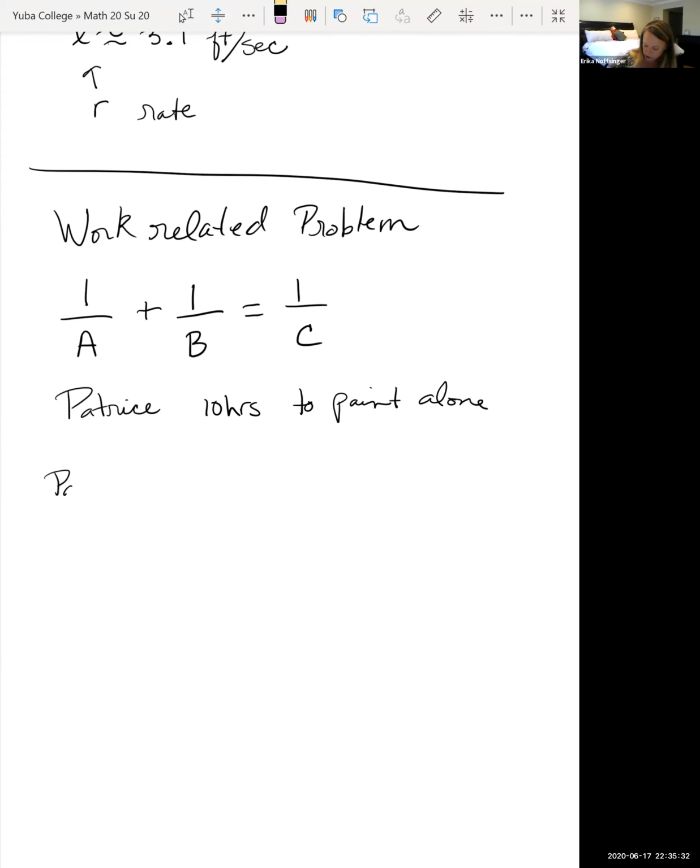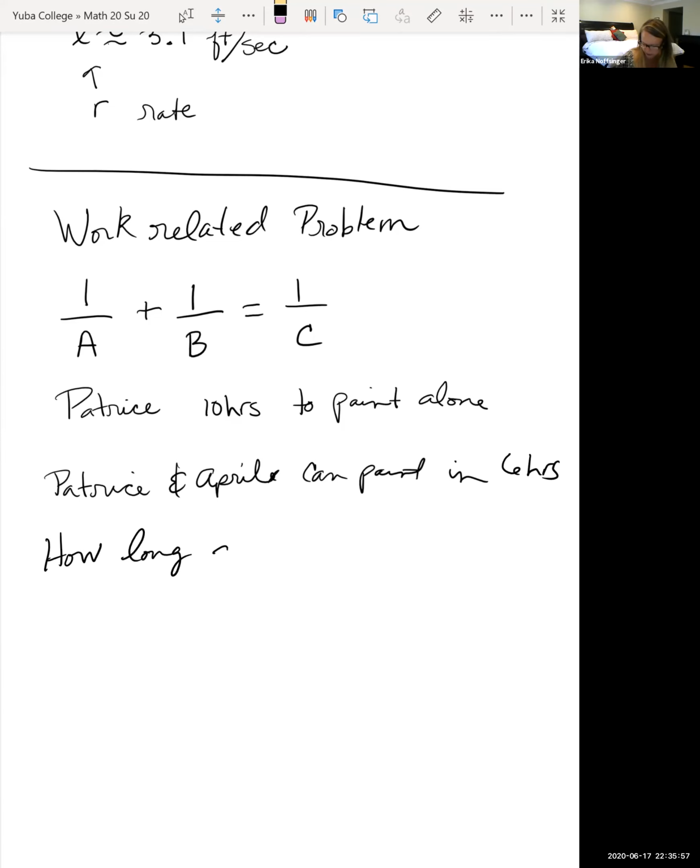Patrice and April together can paint in, what did I say? Can paint in 6 hours. How long does it take for April to do the job on her own?